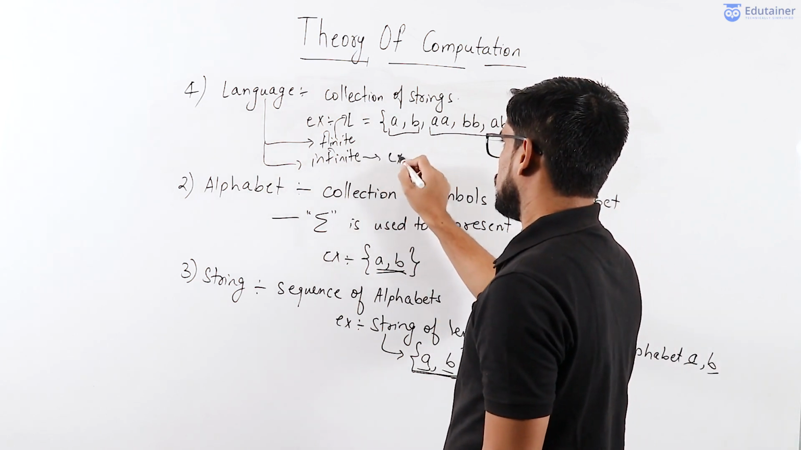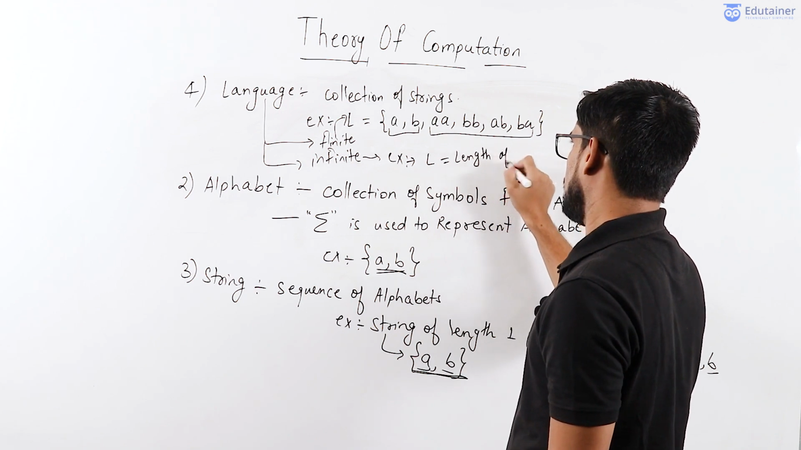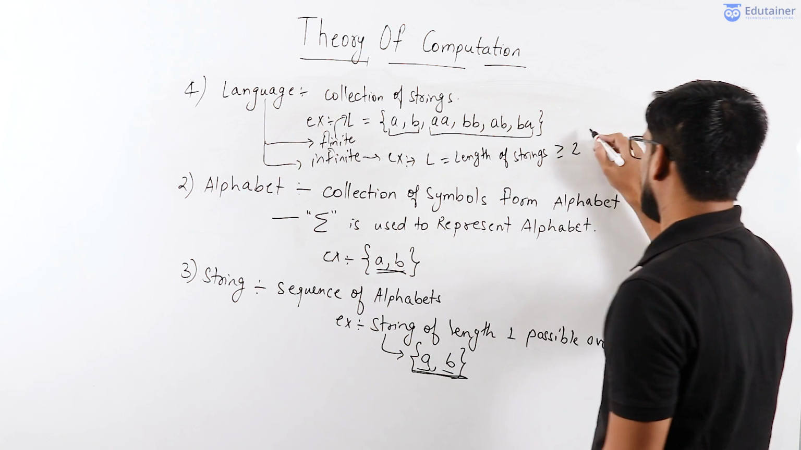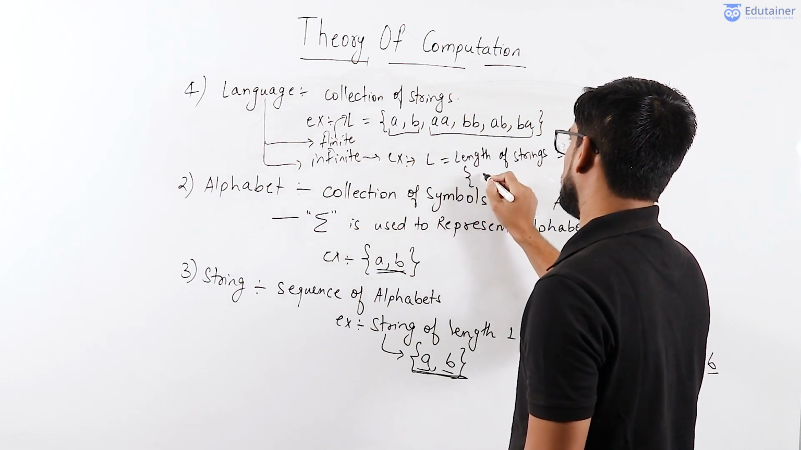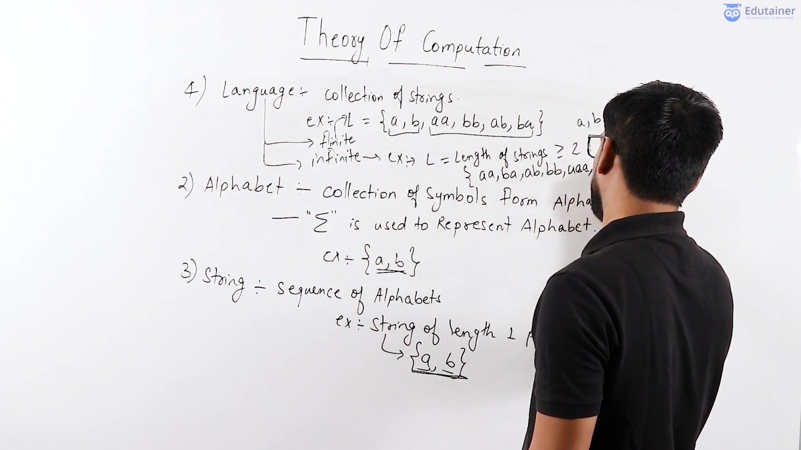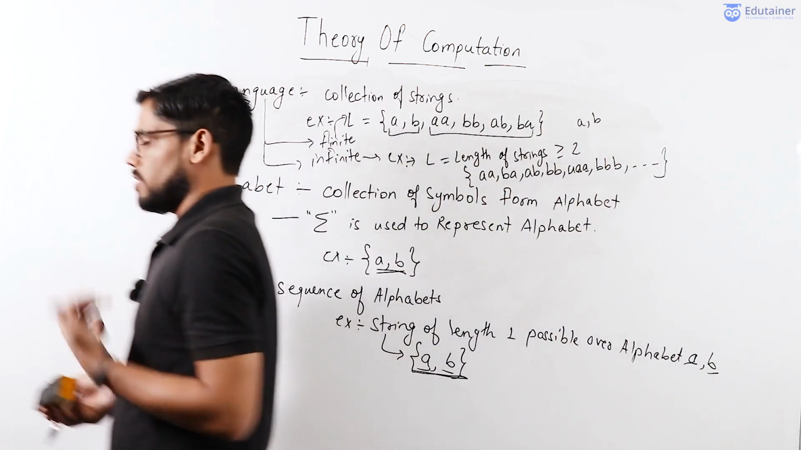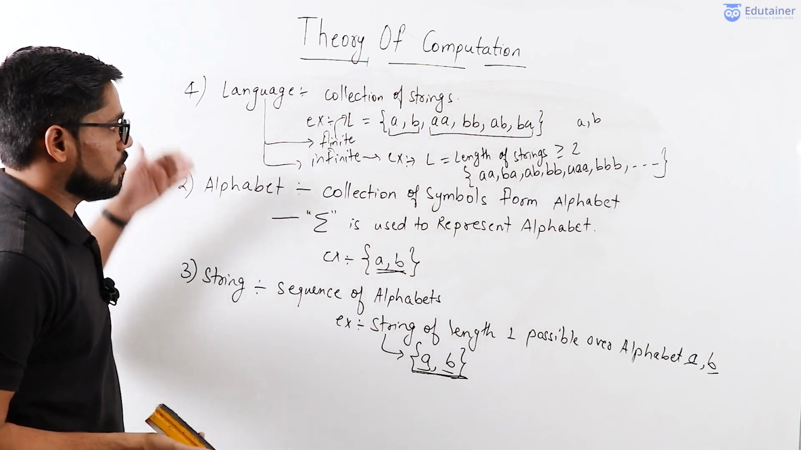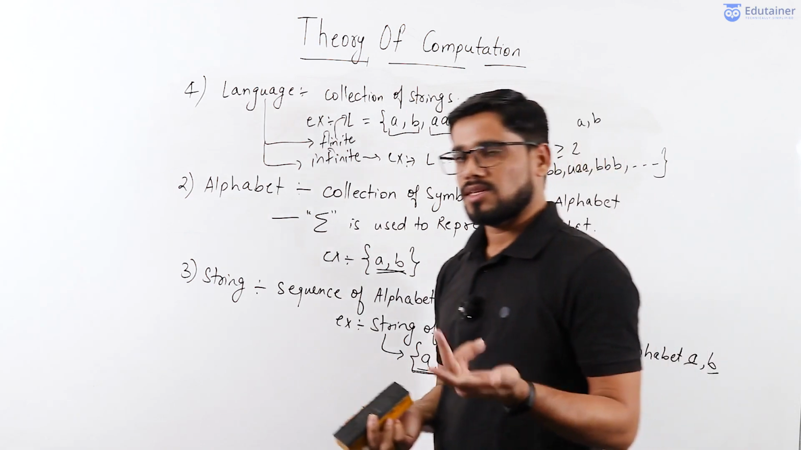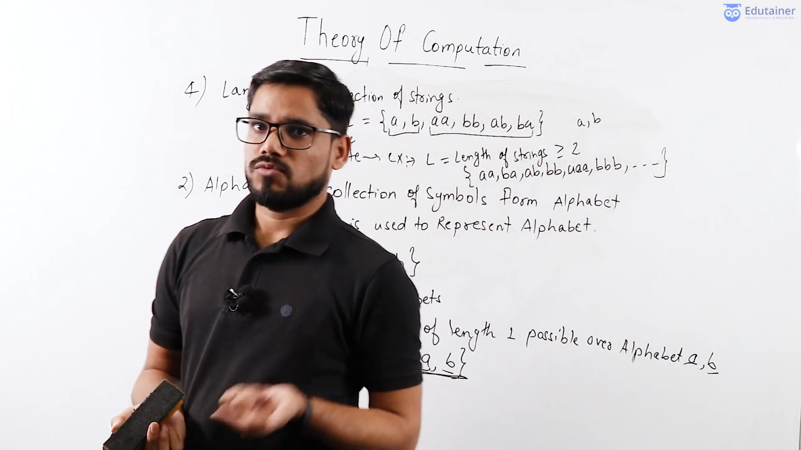And what about an infinite language? Let's take an example. Let's say L is the set of strings of length greater than or equal to 2, and the possible alphabet symbols here are a, comma b. So the strings start from aa, ab, ba, bb, and so on, aaa, bbb, and the length goes on. So this is nothing but an infinite language. So the language is either finite or infinite. So what are the four pillars required in theory of computation? The first is symbols, which are the basic building blocks. The second one is the alphabet, which is a collection of symbols. The third one is the string, which is a sequence of symbols. And finally the language, which is a collection of various strings.